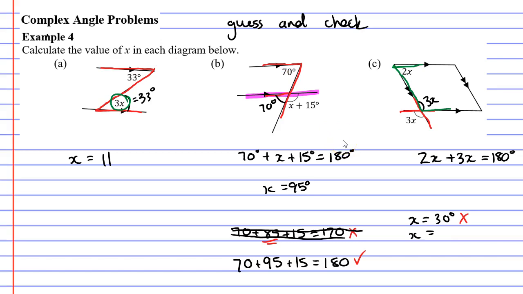Let's try x equals 40 degrees this time. If it was 40, this angle would be 80 degrees, because it's 2x, 2 times bigger than x, and 3 times 40 degrees would be 120. And this time it's a bit too big. 80 plus 120 is 200 degrees. So it's somewhere between the 30 and the 40 degree mark.